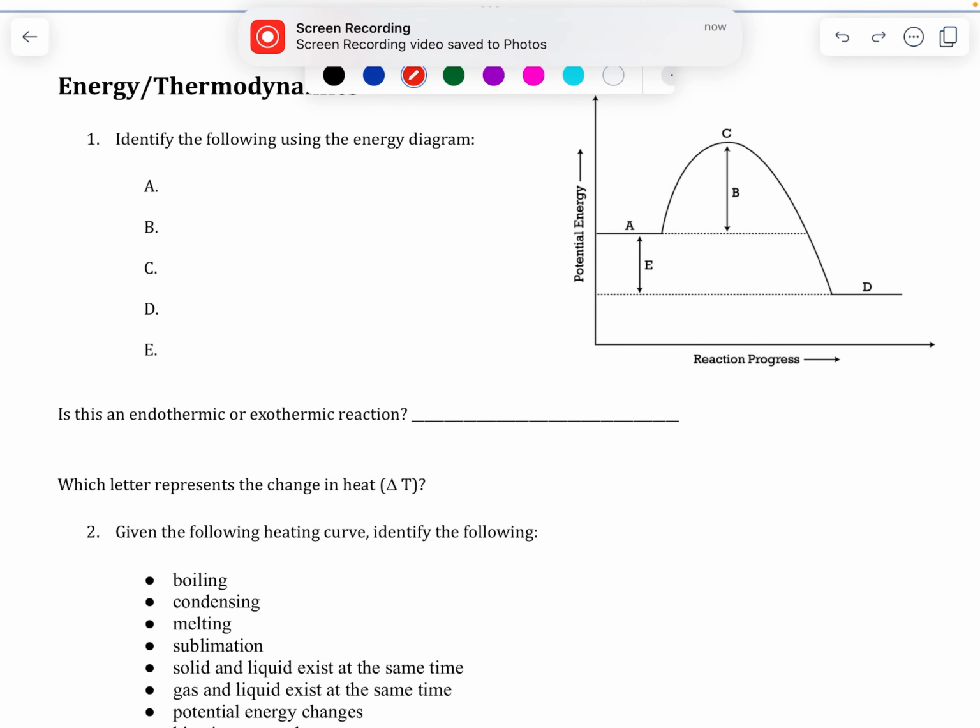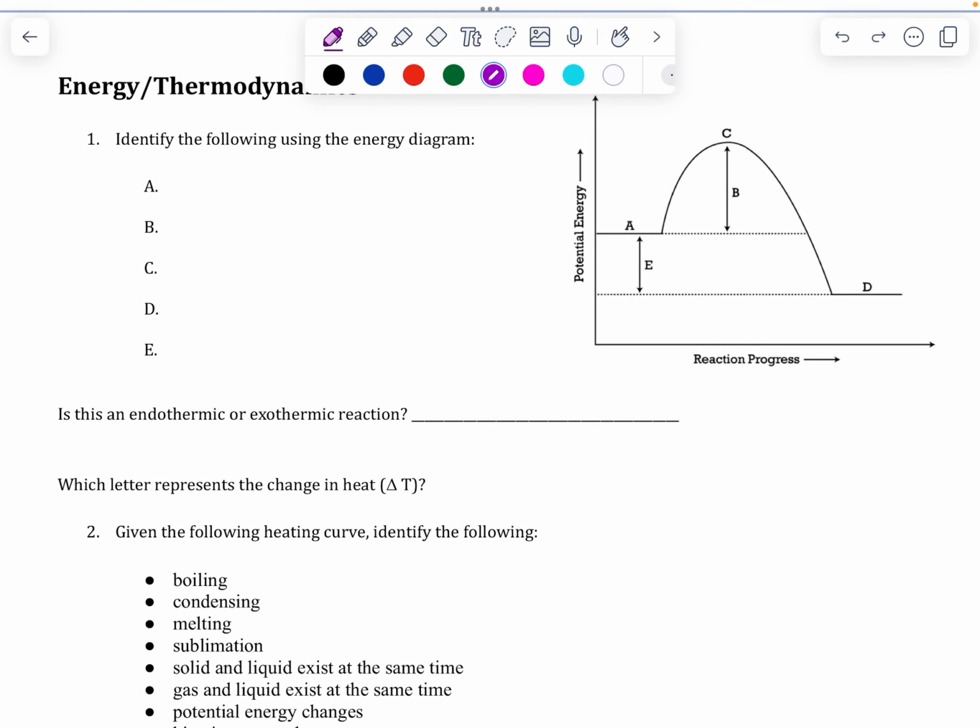All right. That was the previous one. We are going right in order. So for energy and thermodynamics, we're just identifying this.